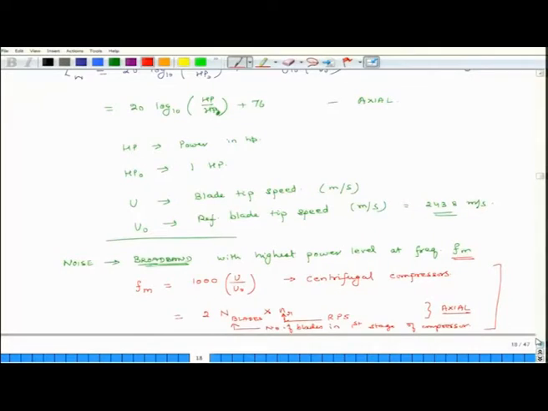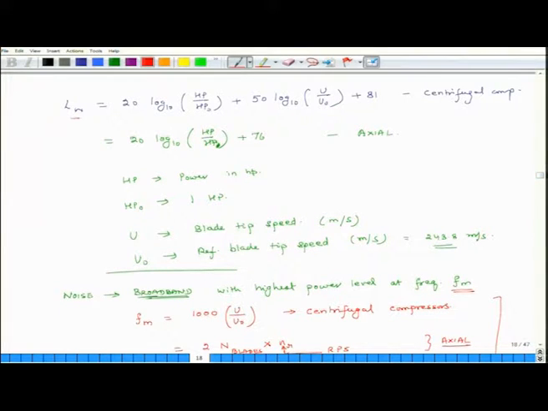Also we learnt the term blade pass frequency and how to compute its value, and we also understood that the noise which comes out of a compressor is in general broadband in nature, with its maximum energy content concentrated around a particular frequency, let us call it FM, and that FM could be computed by these two relations which are shown here.